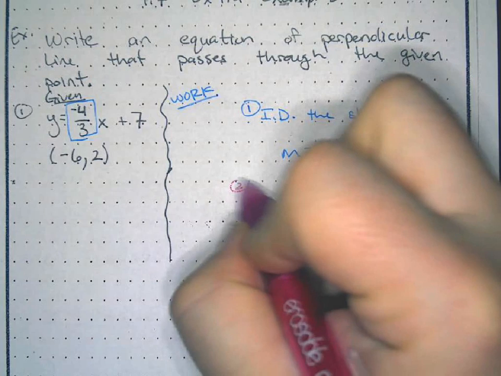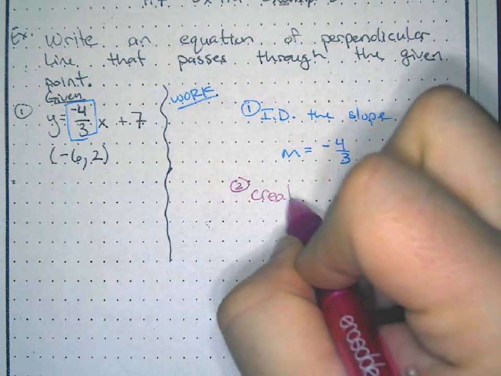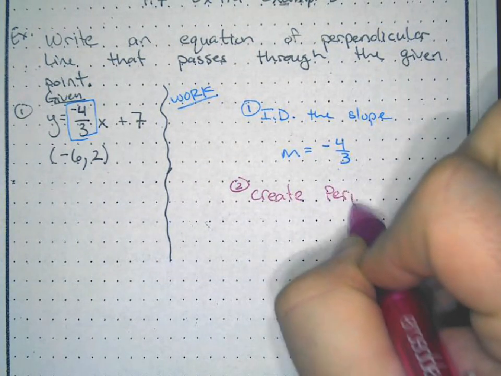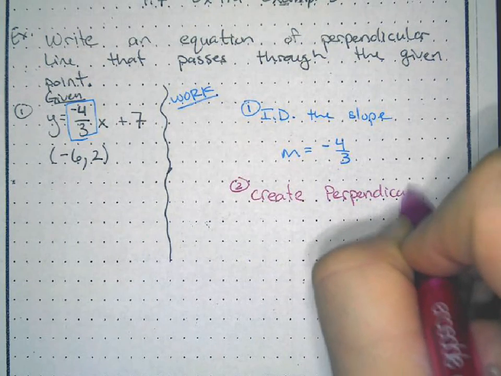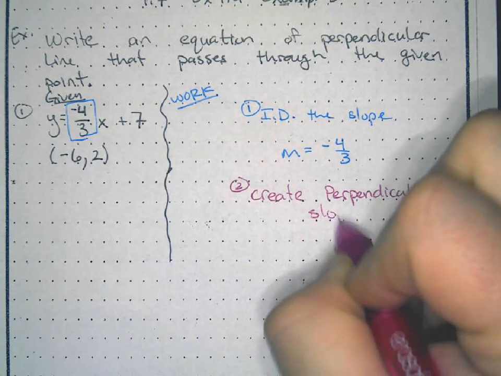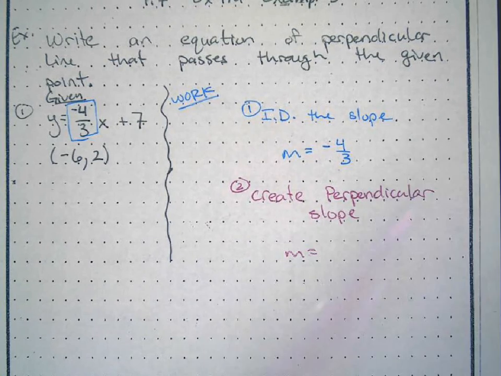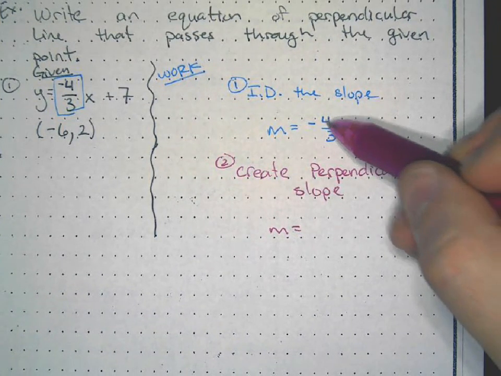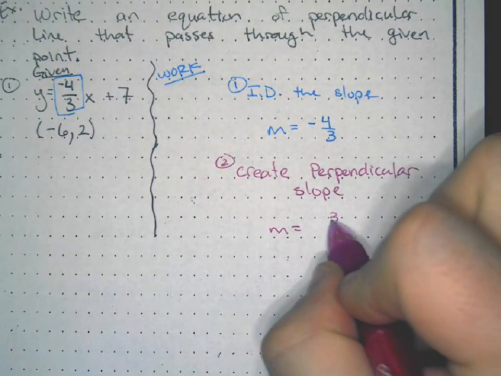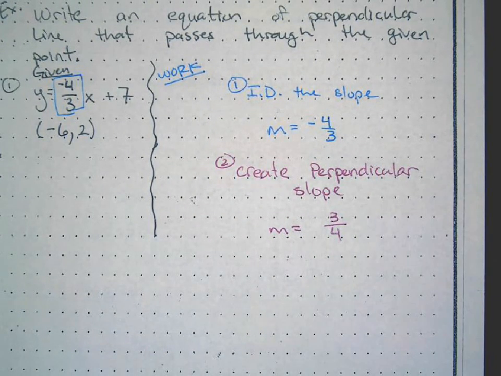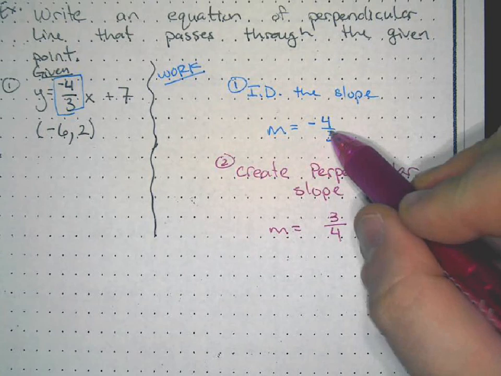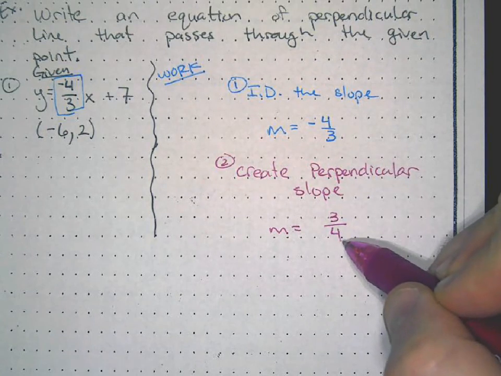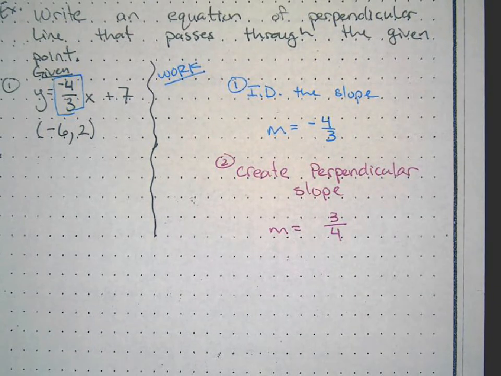Okay, step 2, create that perpendicular slope. So that's when we're going to take our given slope, -4/3, and flip it. We're going to make it its opposite. So if it's negative, my opposite's positive. So flip it and make it its opposite.